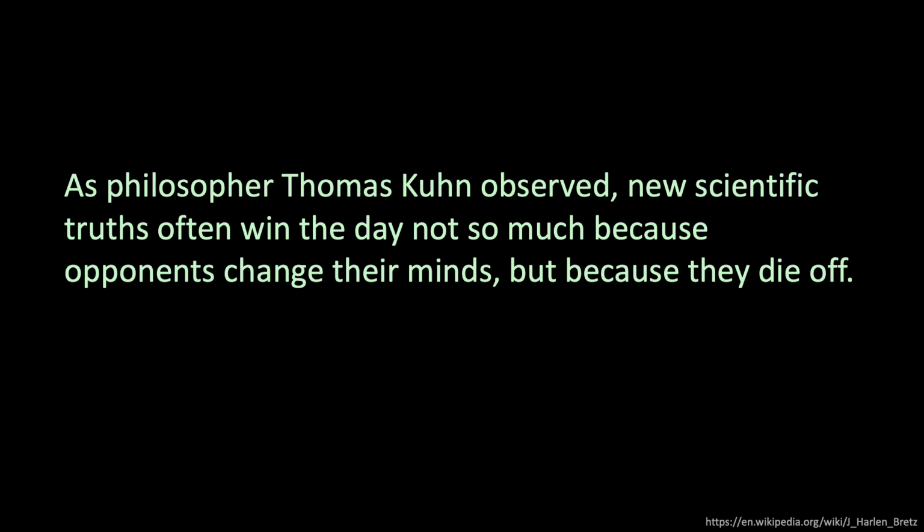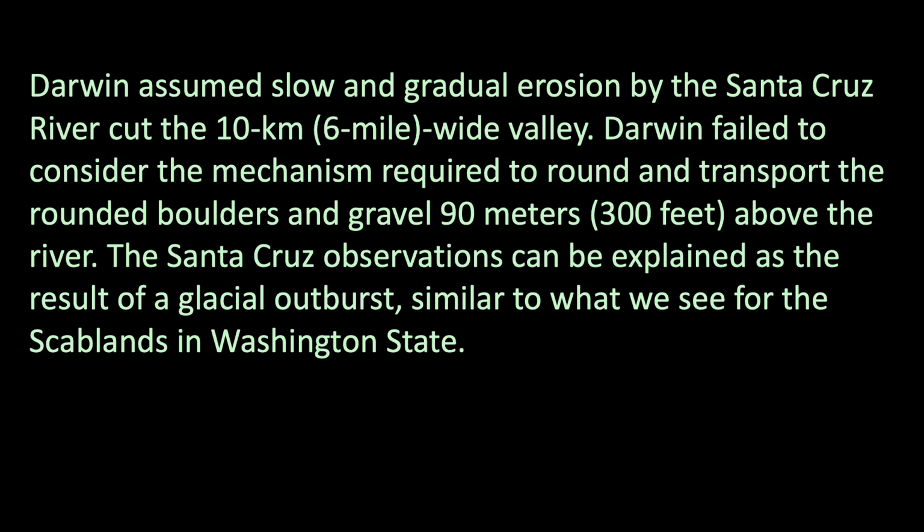Philosopher Thomas Kuhn observed, "New scientific truths often win the day, not so much because opponents change their minds, but because they die off." So Charles Darwin, at the Santa Cruz River in South America, assumed slow and gradual erosion by the Santa Cruz River cut the 10-kilometer-wide valley. Darwin failed to consider the mechanism required to round and transport the rounded boulders and gravel 90 meters above the river. The Santa Cruz observations can be explained as a result of a glacial outburst, similar to what we see for the scablands in Washington state.